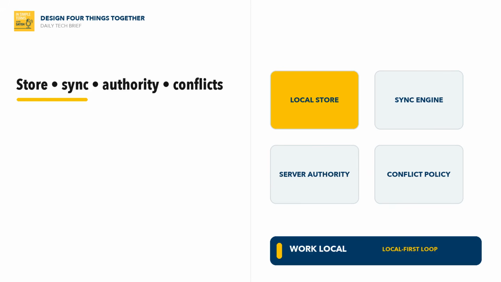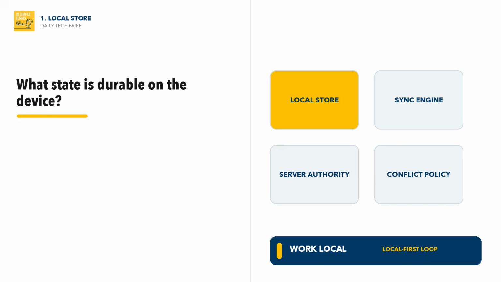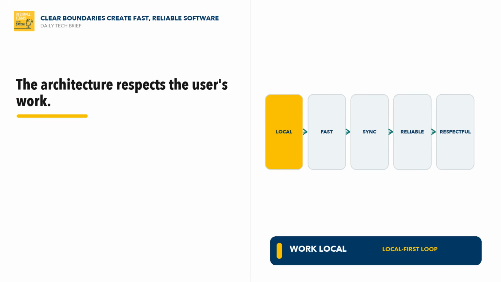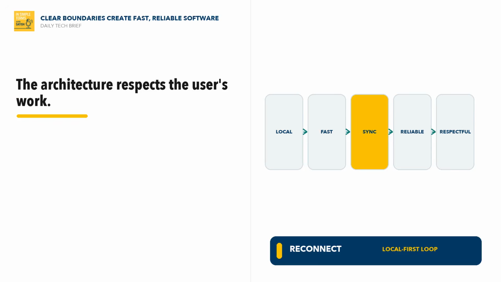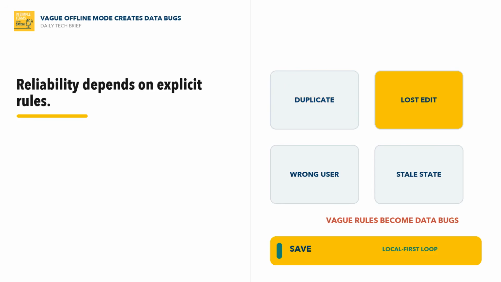For engineers, the practical pattern is this. Design four things together. First, the local store. Second, the sync engine. Third, the server authority boundary. Fourth, the conflict policy. If those four pieces are clear, local first can make software feel fast, reliable, and respectful of the user's work. If they are vague, offline mode becomes a source of data bugs.